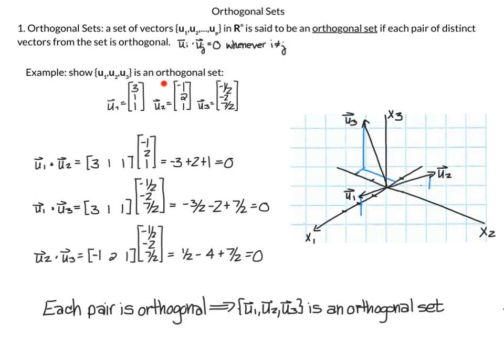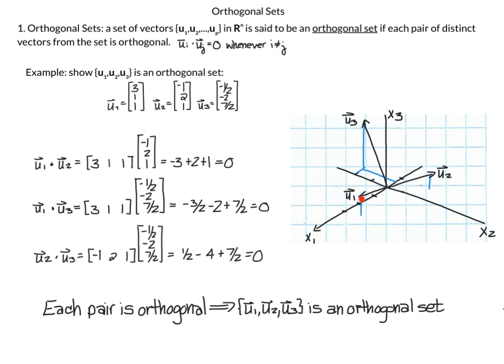Since these vectors are in R3, I went ahead and drew them over here. So my first axis is for my first coordinate, my second coordinate axis, and my third coordinate axis, x, y, z, or x1, x2, x3. So for u1, that's 3, 1, 1. I went 3 on my x1 axis, 1 on my x2 axis, so I'm somewhere around here.